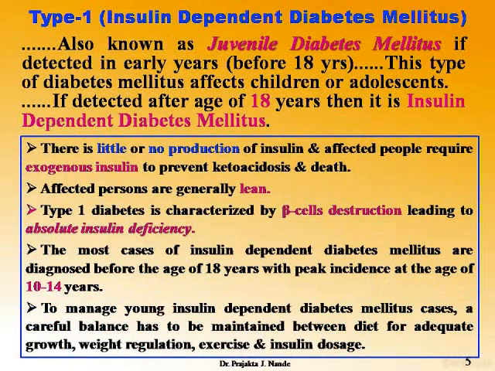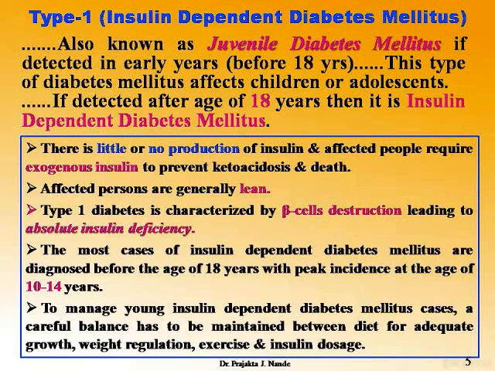Coming to type 1 diabetes, which is also known as juvenile diabetes, if it is detected before the age of 18 years, it affects children or adolescents. And if it is detected after the age of 18 years, then obviously it is IDDM. There is little or no production of insulin, and affected people require exogenous insulin in the form of insulin injections to prevent ketoacidosis, complications, and death. Affected persons are usually lean and thin, which means they are not obese.